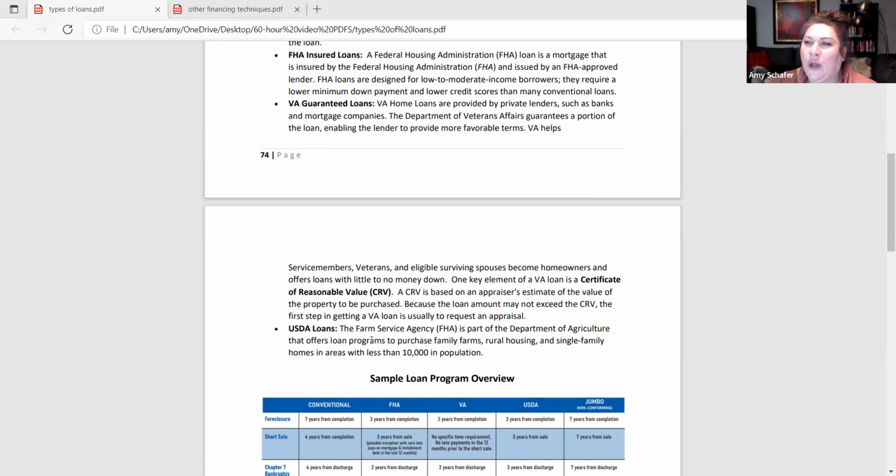And one other loan that might come up is a USDA loan. This is a government loan through the Department of Agriculture for communities with less than 10,000 in population. So if you're going to be working in smaller communities, this would be a really good program for you to know about that is also 100% financing.